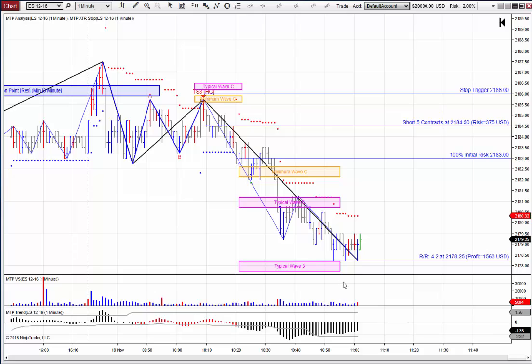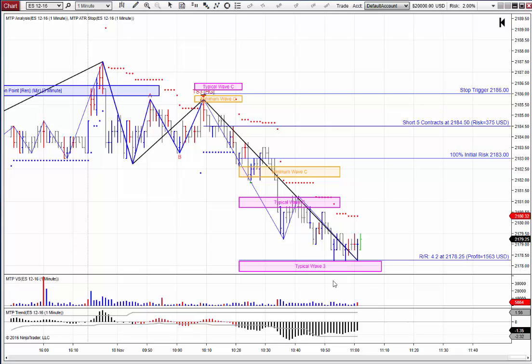But the most important thing is the target would be down here at the typical wave 3 WPT. In other words, the area where the wave 3 swing would most likely end. Why is this so good? It's good because you have a strong move in relation to small initial risk. In other words, the profits that come through are large in relation to the small initial risk.